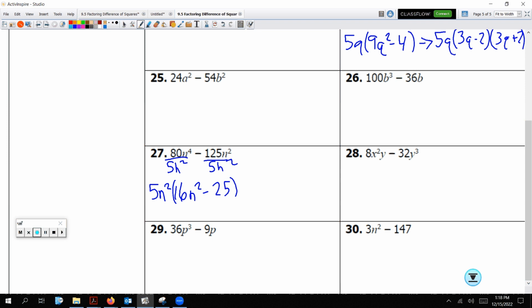The n's cancel out, right? N squared over n squared just cancels out. Then I further factor it to 5n squared with my 2 sets of parentheses. The square root of 16n squared is 4n. The square root of 25 is 5. 4n and 5. Then we have plus and minus. Done. All right, that's all you need to do.